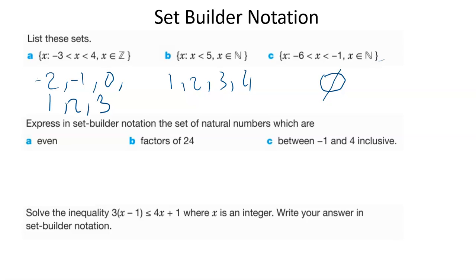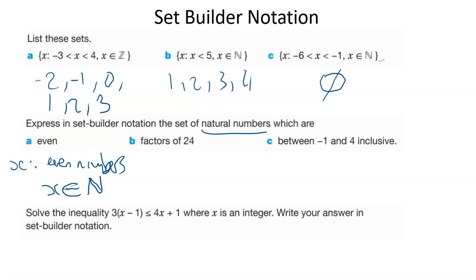Express in set builder notation the set of natural numbers which are even. It seems a bit straightforward, but you can just say the even numbers and then say that x is a member of the natural numbers. That's going to stop us having any negative even numbers, -2 or -4, etc., because we've been asked for just the whole numbers, the positive numbers, just the natural numbers, so we write that down.